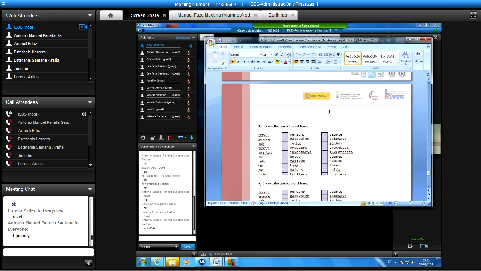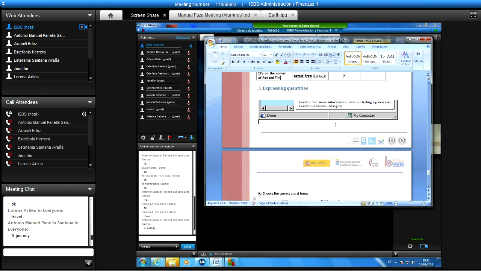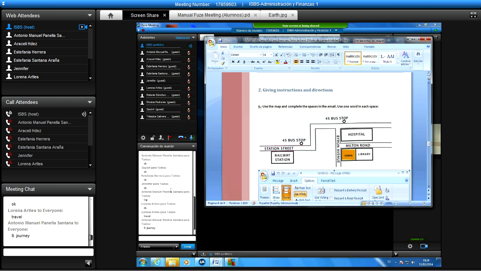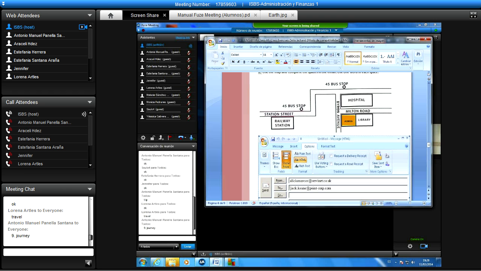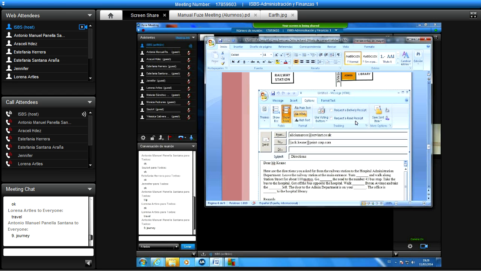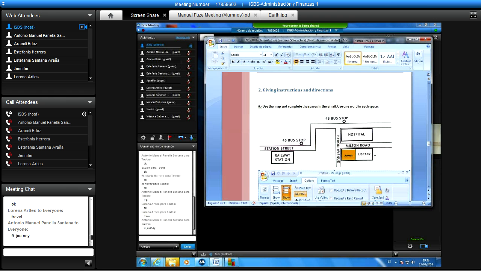So I'm going to ask you to complete this one, okay? So this is a map of a hospital area, okay? And you have to complete the email with the prepositions that you think are right. Okay, so try to, you have to follow the map.